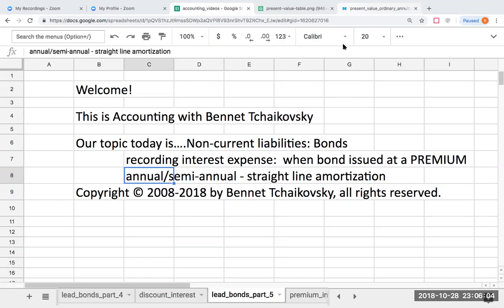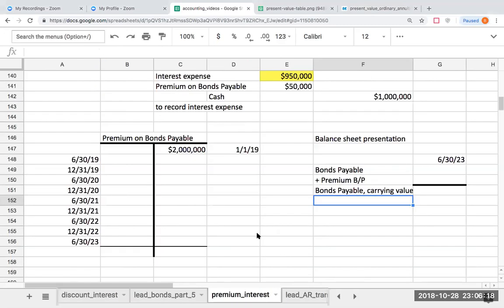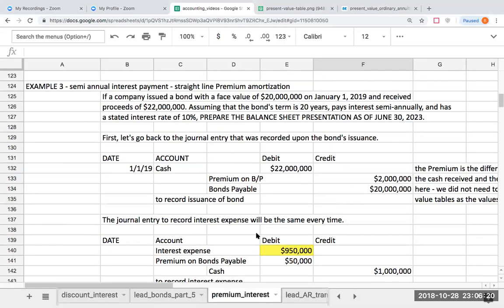Our topic today is going to be non-current liabilities or bonds: recording interest expense when a bond has been issued at a premium. We're going to be looking at both annual and semi-annual straight line amortization of that premium. So let's go back up here to the top.